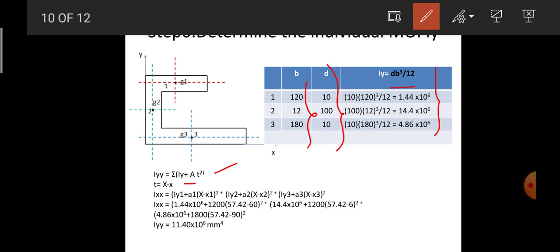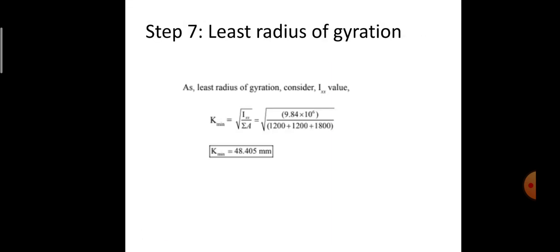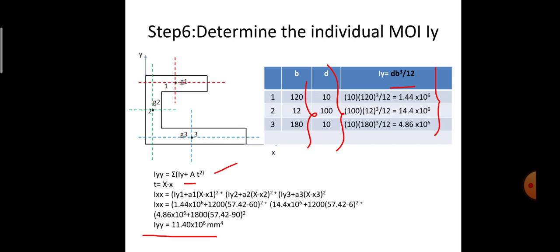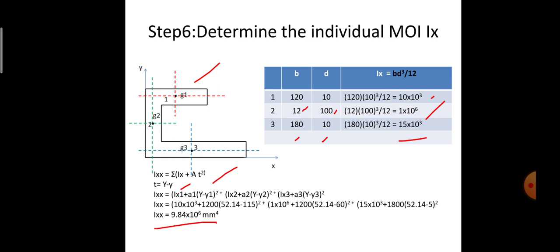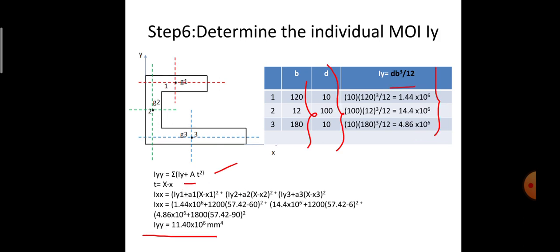Here T will be equal to capital X minus small x. Capital X represents the distance of the centroid with reference to the horizontal direction, and small x represents the distance of the centroid of the individual rectangle. Therefore, if I substitute all the things, I'll get the value as 11.4 into 10 power 6. Here we are supposed to determine the value of the least radius of gyration. So comparing Ixx and Iyy, Ixx we got as 9.84 into 10 power 6, and Iyy we got as 11.4 into 10 power 6.